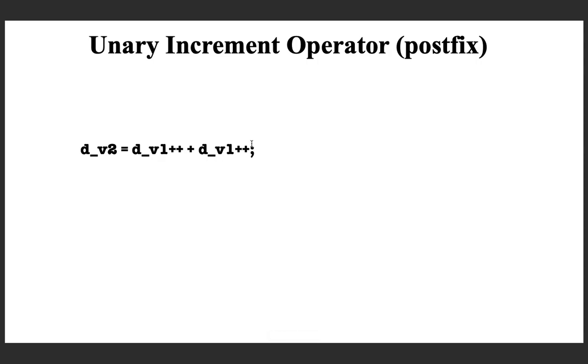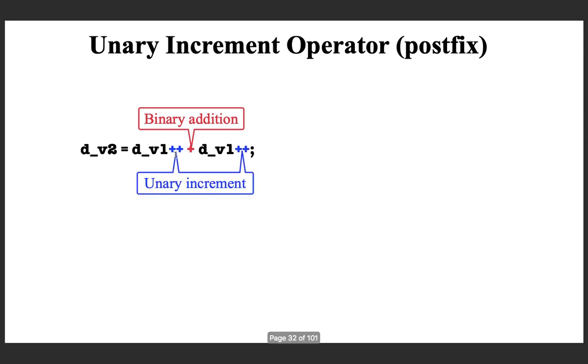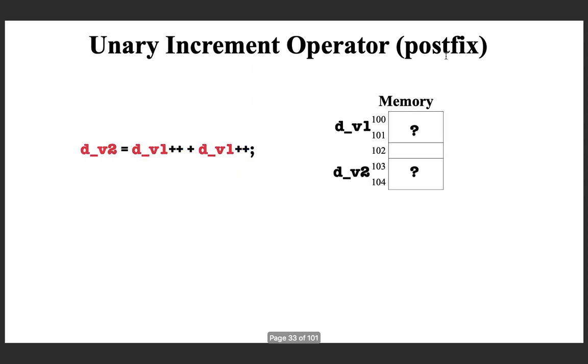Now, look at this particular assignment statement. It is not good programming practice to use this kind of expression, but this is just for the purpose of discussing why the unary increment, when you use it in the postfix form, is not very clear. The semantics is not very clear. It depends on the compiler. So, this is binary addition and these are unary increments in the postfix form.